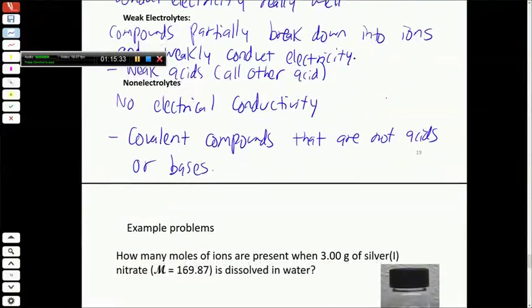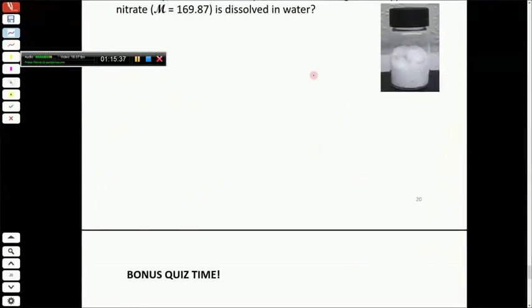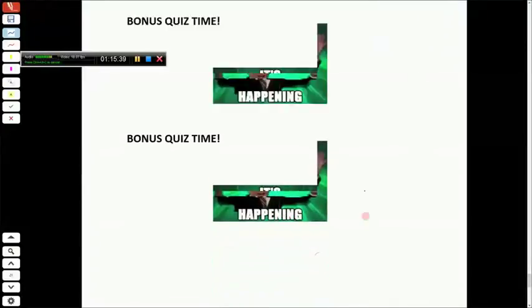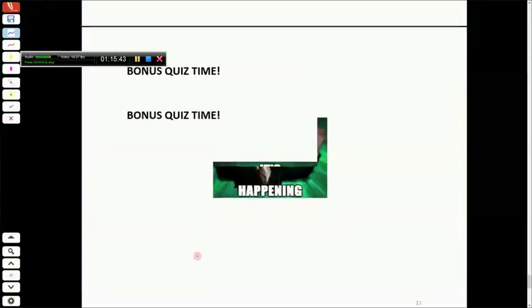All right, so I think I'm going to skip this because this relates to what we do next time. I want to make sure I leave plenty of time for a bonus quiz. We haven't had one in a while. That graphic got messed up.